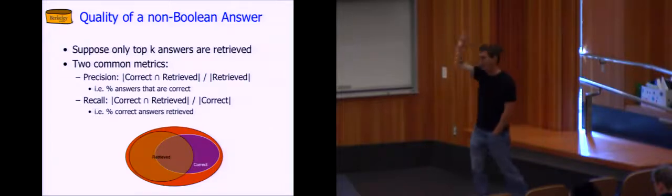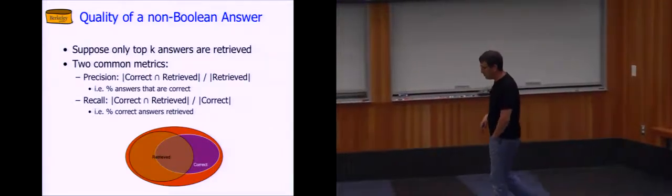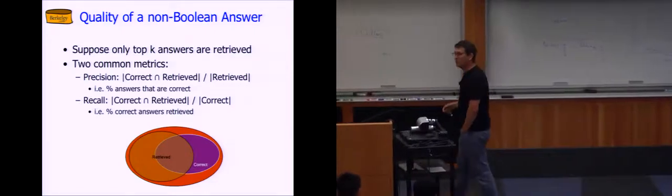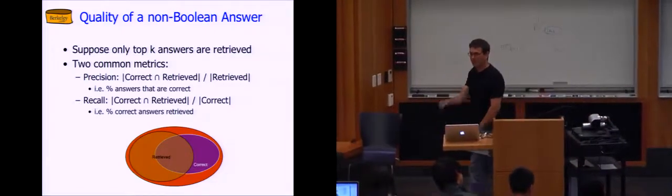All right? And both of those things matter, so people usually measure both. And you can usually be good at one and awful at the other without too much work. The goal is to be good at both.